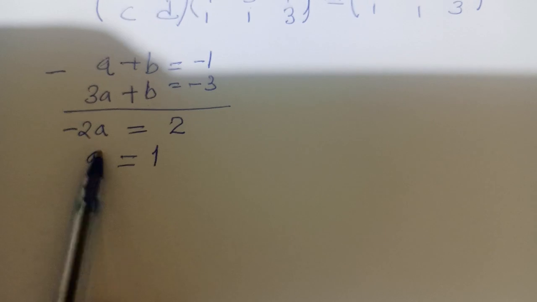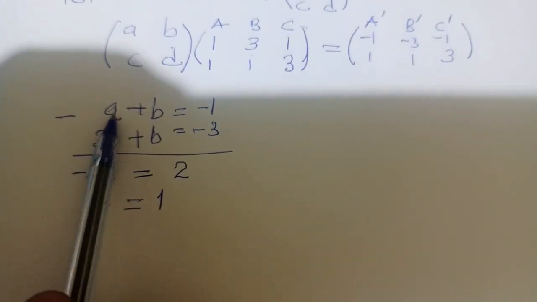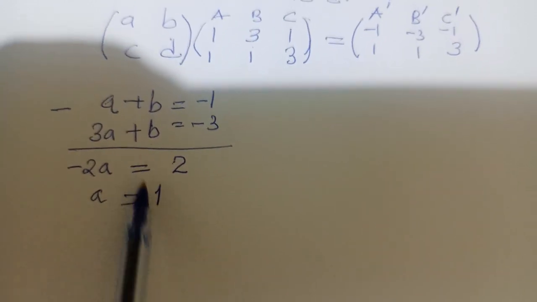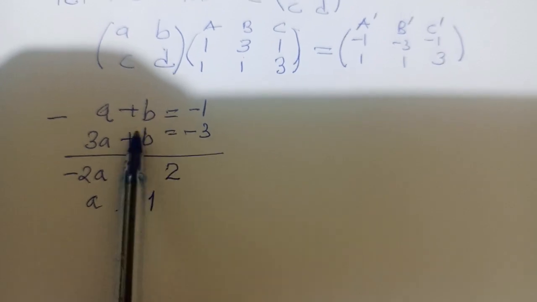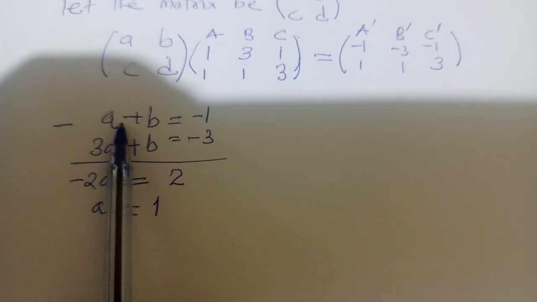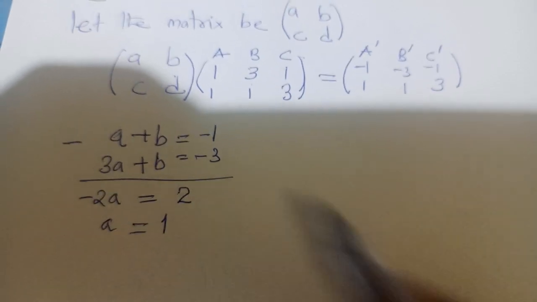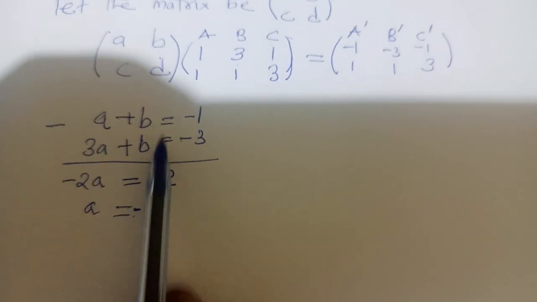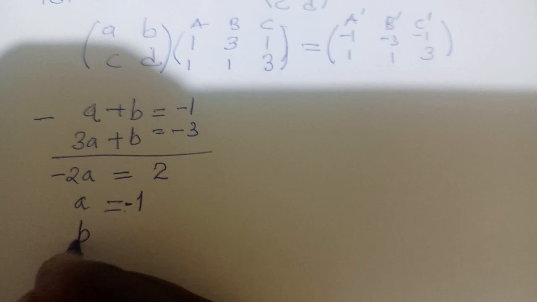In order to get B, we substitute into one of the equations. We have the value of A, so we substitute for A in this equation, and then we get the value of B. So in this case, A is -1. So -1 plus B gives us -1. So that leaves us with B being 0.